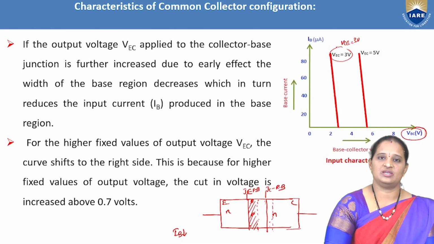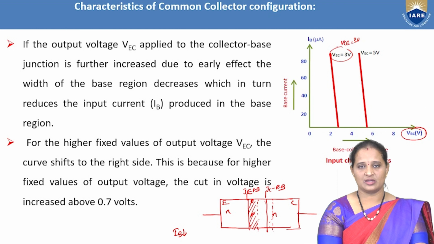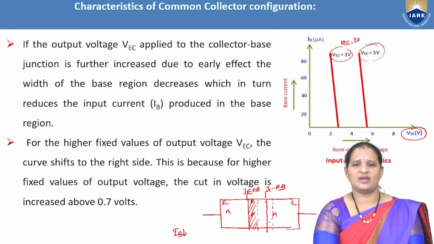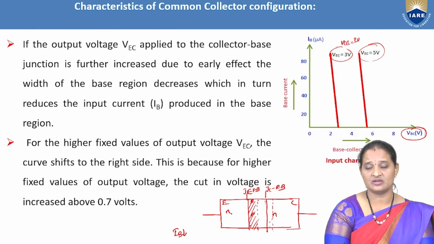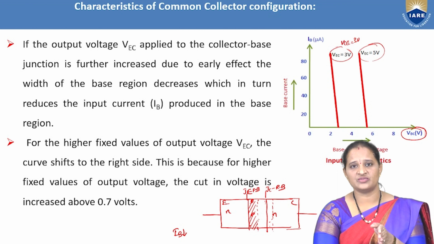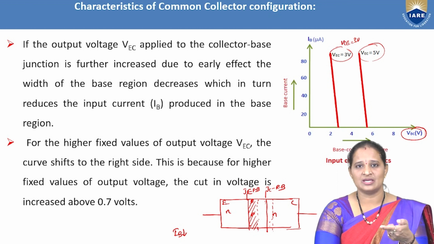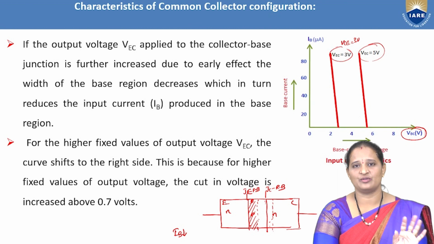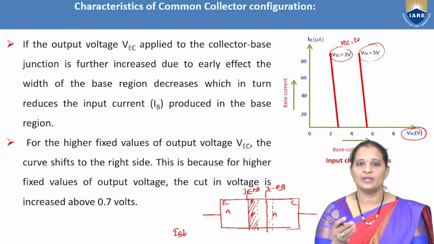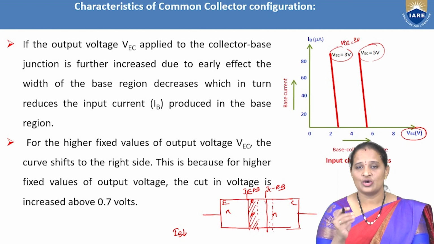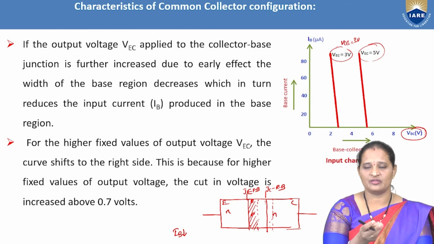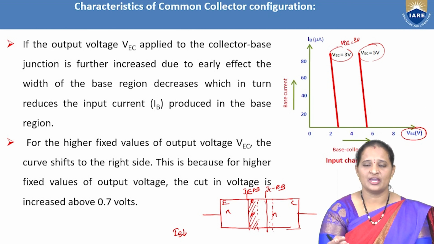Now if I increase VEC to some other value, let us consider VEC equals 5. What do you mean by VEC? If you observe that circuit diagram which I have shown earlier, if you increase VEC, it also increases the reverse potential applied to the collector junction. Is it clear? So VEC also makes the collector junction reverse biased. As I increase VEC, the amount of reverse voltage applied to the collector to base junction will be increased.